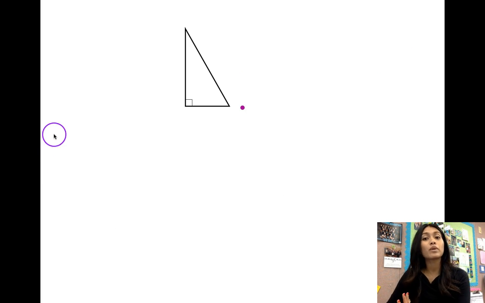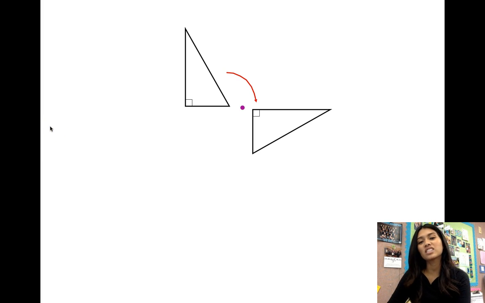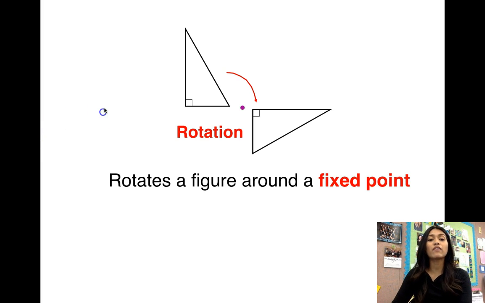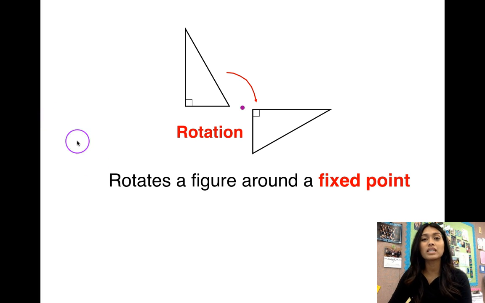So first, let's talk about what a rotation is. A rotation is essentially rotating a figure around a fixed point. Now in the 8th grade, this fixed point that we're rotating figures around is going to be mainly the origin. So that's our main focus, rotating figures around the origin, which is 0, 0.